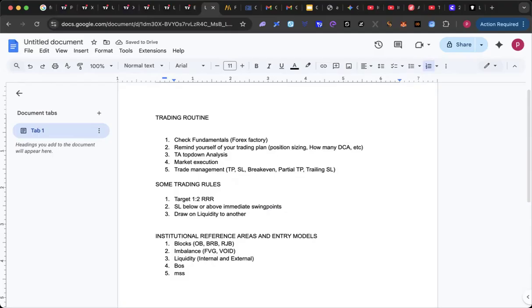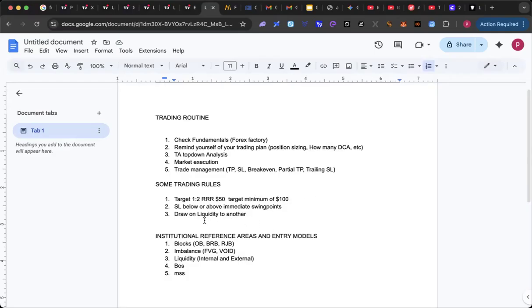So that is, if I'm going to be risking $50, my target should be a minimum of $100. That's what we call 1:2 risk reward. Then your stop loss should be below or above the immediate swing point. That is, a swing high or swing low. You find an entry, then your stop loss should be the swing high or the swing low before the entry you were taking.